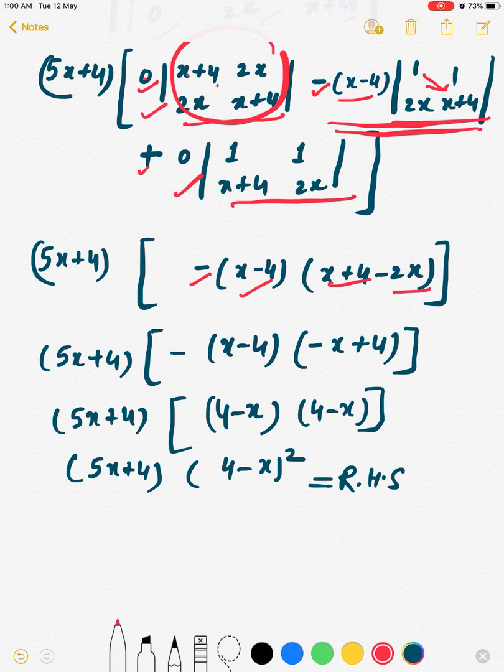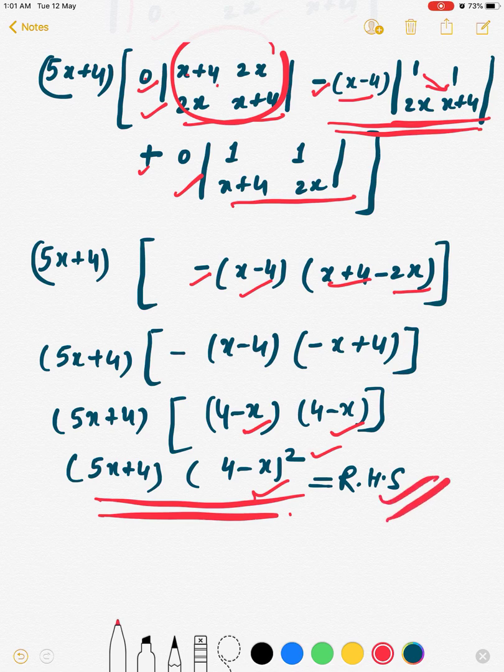I'm taking this minus inside, this has become this, and I can write this as a whole square. So hopefully the right side is coming on solving this. I'm getting the right hand side. It means using the properties of determinant, I have proved left hand side equals right hand side. So in such types of questions, it is a must that we use some of the properties of determinant to get the conclusion of the question, to get the desired result. Hopefully children, this is clear. Next we'll do in the next class.